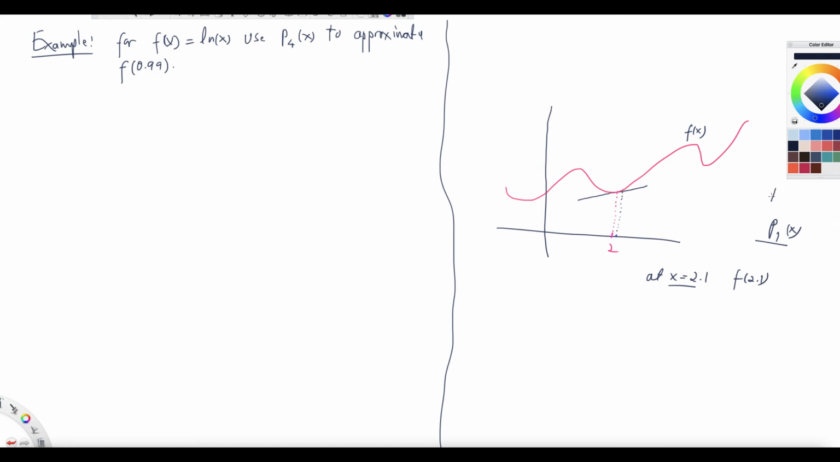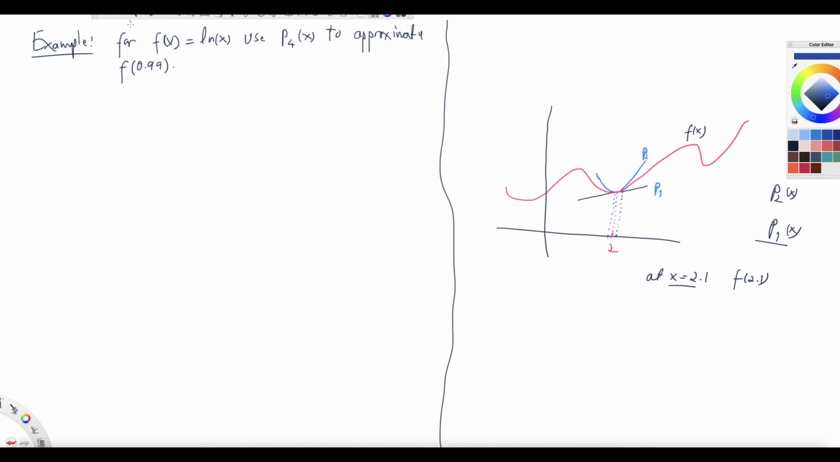If you use p2(x) though, it will be a quadratic approximation, right? So the second degree approximating polynomial will look like this. This is p1(x), this is p2(x). In that case, you will see more accurate values around 2, because this blue curve and the red curve overlap in more of an interval than with p1. That's the idea of what we're doing here.